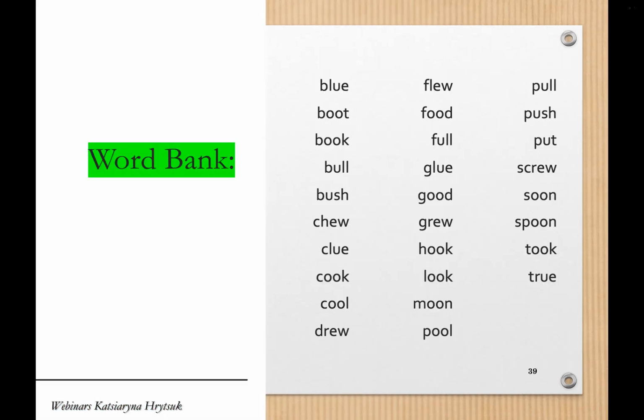Another one. Again. Blue. Boot. Book. Bull. Bush. Chew. Clue. Hook. Cool. Drew. Flew. Food. Full. Glue. Good. Grew. Hook, look, it's short. Hook, look. Moon.